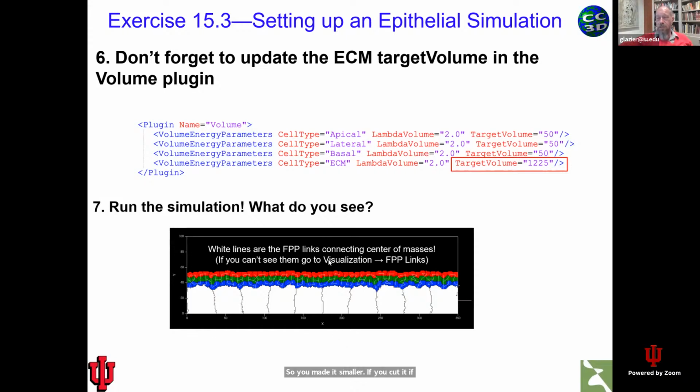If you cut the simulation off, you really need the vertical dimension to be about 100. The X dimension, if you made it, say, 0 to 150, that would probably work okay. We picked the dimension so that there'd be an even number of cells. So we made it 350 because we knew we were going to make these cells 35 across. So if you made them 20, if you wanted to make it 200, you could make the ECM cells 20 by 20, and then a target volume of 400 would work.